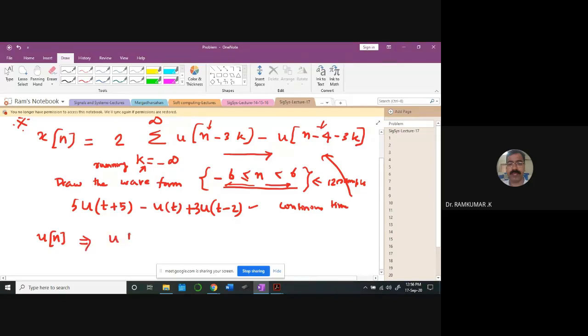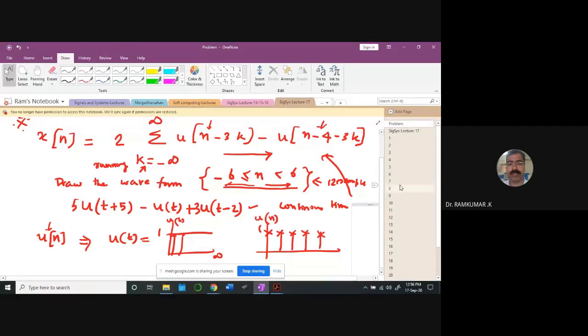What is u of t? U of t is this. Okay, 1. If I'm going to sample this waveform, I'm going to get this u of n. We already told you, same signal. This is u of n. You agree? Now carefully look at the waveforms.